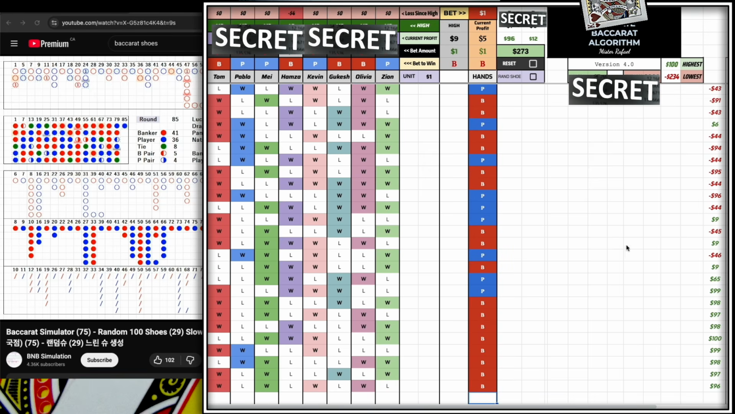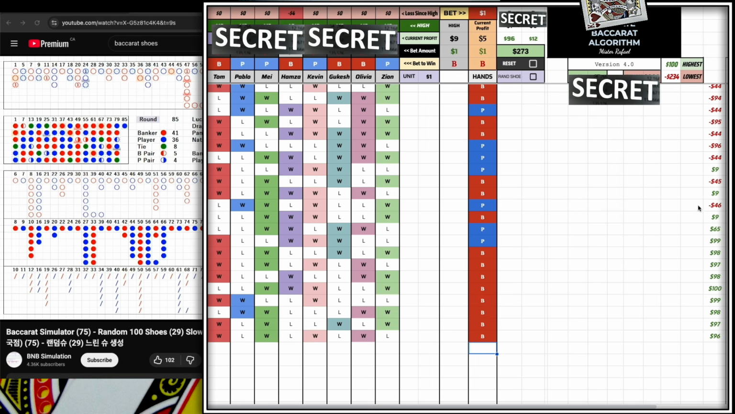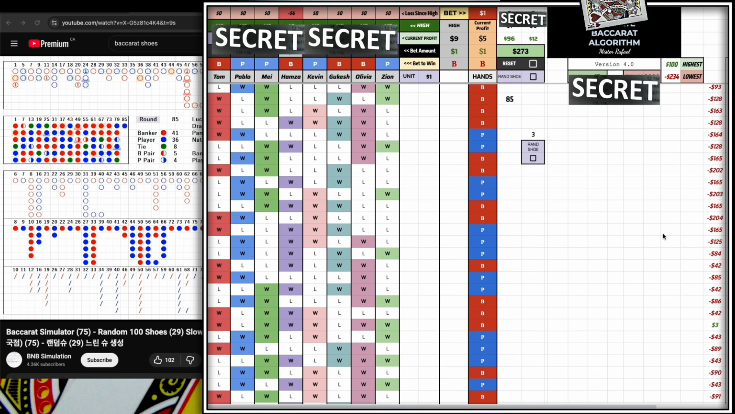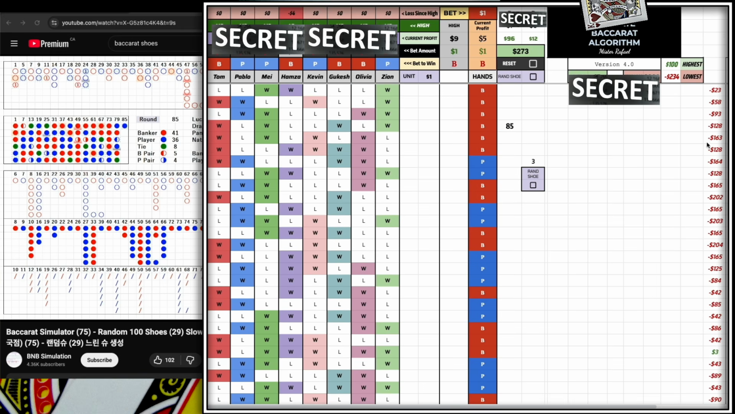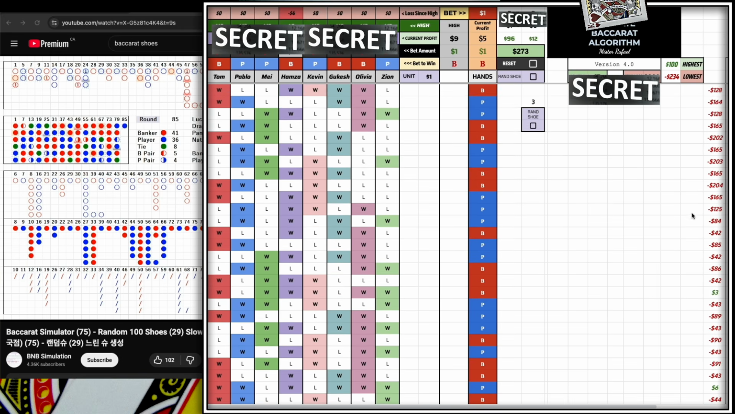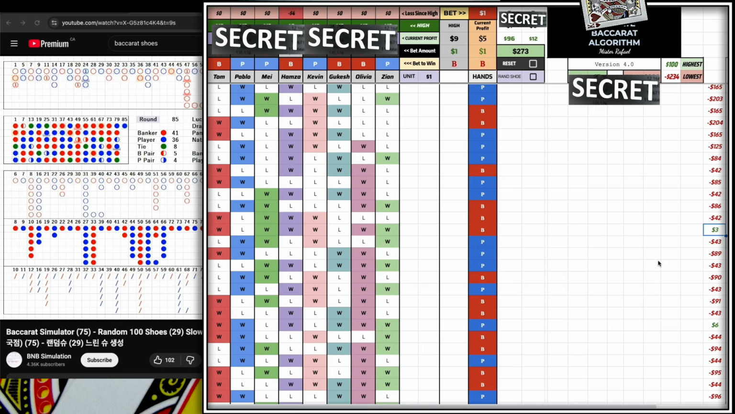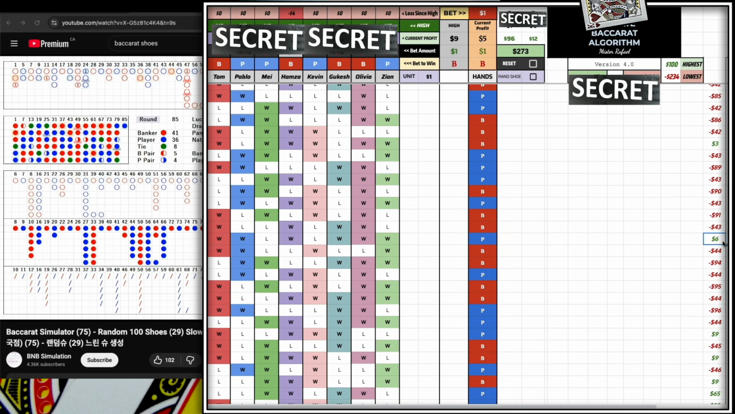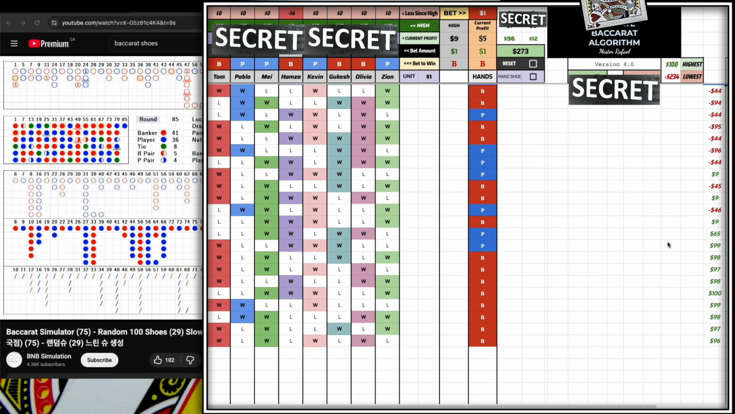Wow, we did hit the win goal. This is unbelievable. What is going on here? Wow. Look at that, guys. All right, so up, down, up, down. We actually got to $3 in profit here. Back down and then back up to 6 here. And we hit the win goal right here.